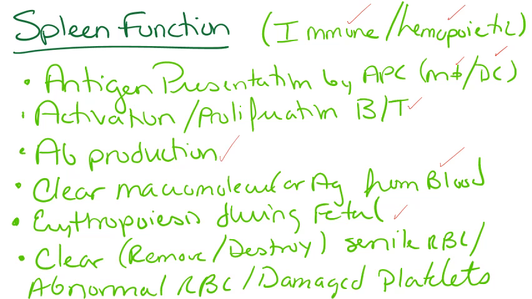We also have the clearance and destruction of senescent red blood cells, and that is after 120 days, when they've already done their duty, the macrophages are going to destroy them, and they're going to reclaim their heme, which we'll cover in the next slide. We also have destruction of abnormal red blood cells. This can be really bad in cases of, for example, sickle cell disease, where almost all the red blood cells are damaged. And we can also remove damaged platelets that can cause havoc inside of our vessels.